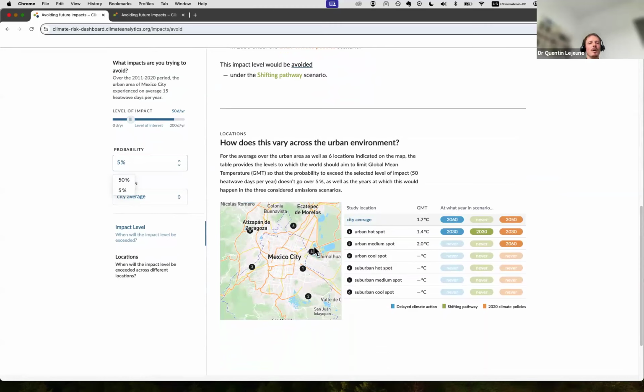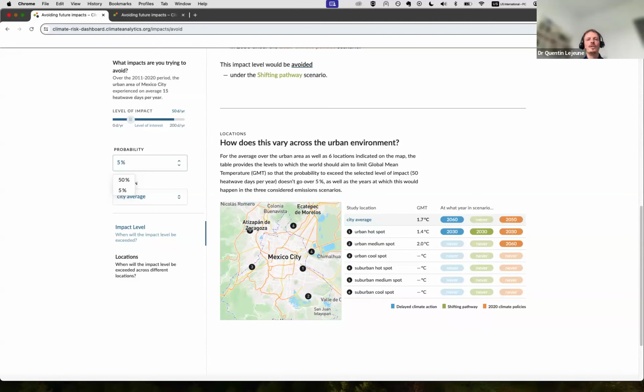So basically, by offering to start from local impacts and linking those to metrics of global climate action, such as global warming levels or global emission scenarios, we're hoping that this user mode would be of particular interest to stakeholders focusing on urban climate adaptation, such as urban planners or policymakers at a city level.